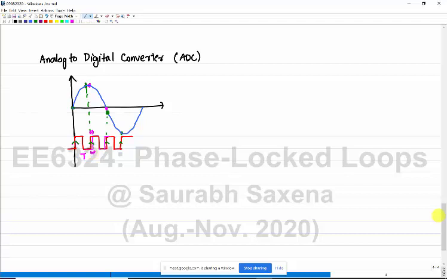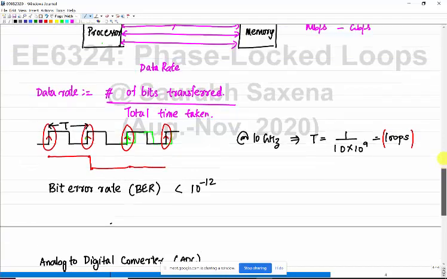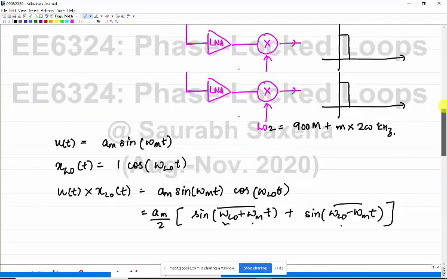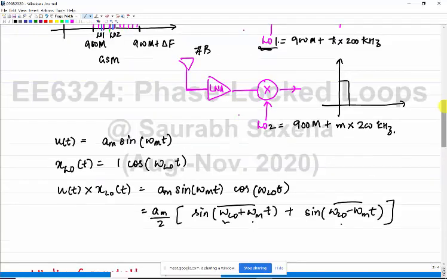Any questions with these three applications? What kind of clock is required in these three applications?